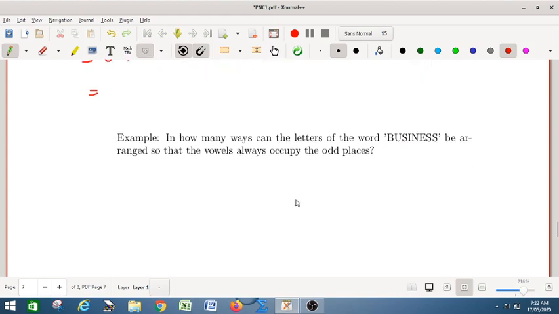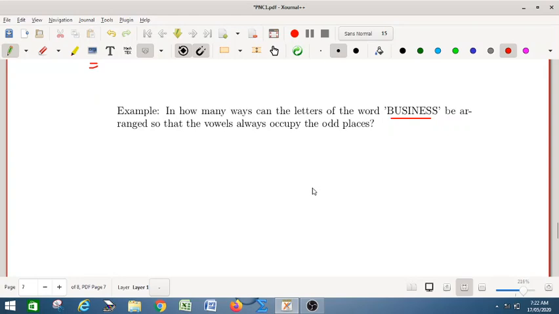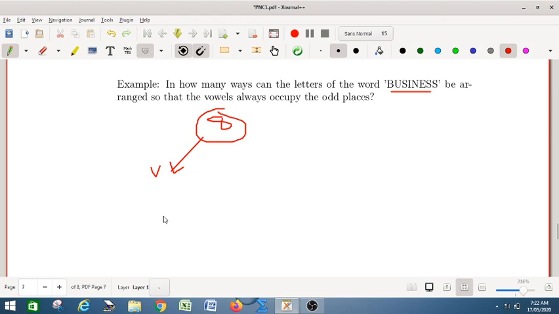Let's come to the last problem of our lecture today. In how many ways can the letters of the word business be arranged so that vowels will occupy the odd places? So business, how many vowels do you have? There are 8 letters. Out of 8 letters, your vowels are U, I, E. So you have 3 vowels and 5 consonants.